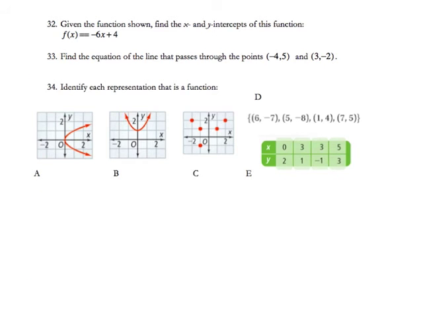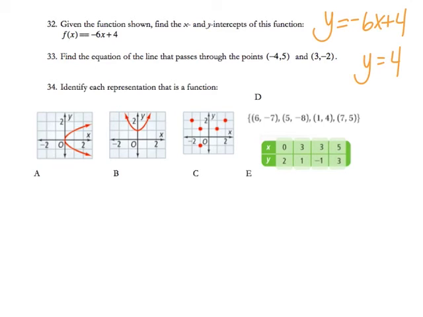Home stretch. Given the function shown, find the x and y intercepts of this function. Well, first of all, the confusing part is that there's no y. Remember, y is equal to negative 6x plus 4. So that's the same thing as f of x equals negative 6x plus 4. And the y-intercept is easy because that's already in the equation. That's b, that's this constant, that's 4.